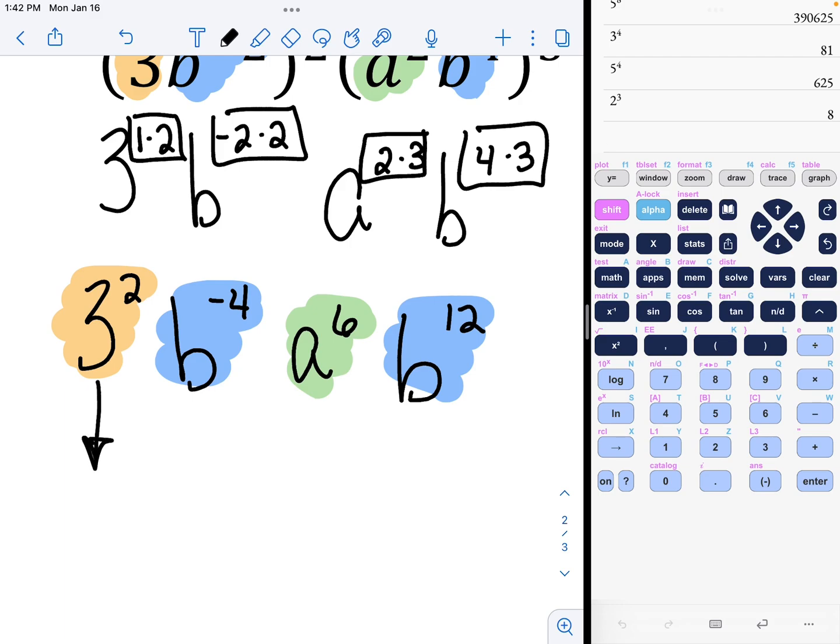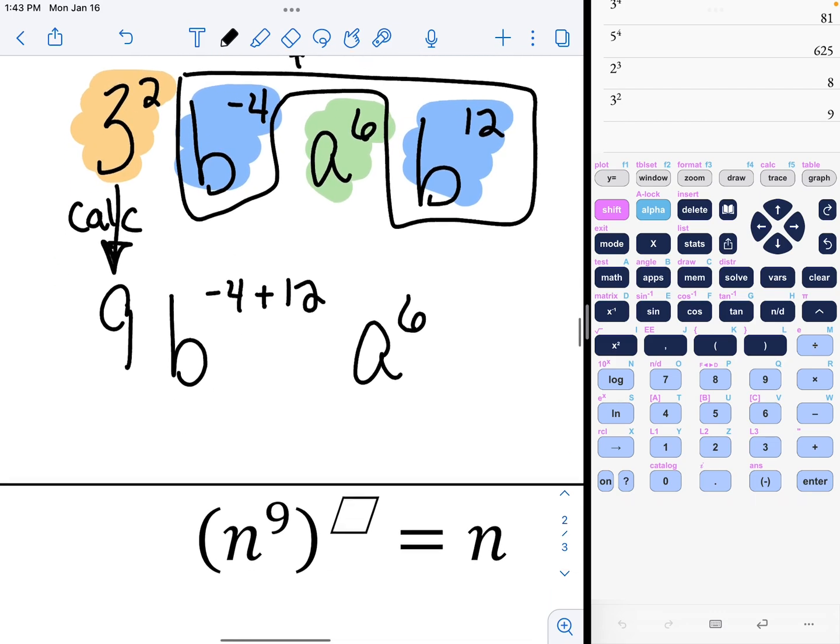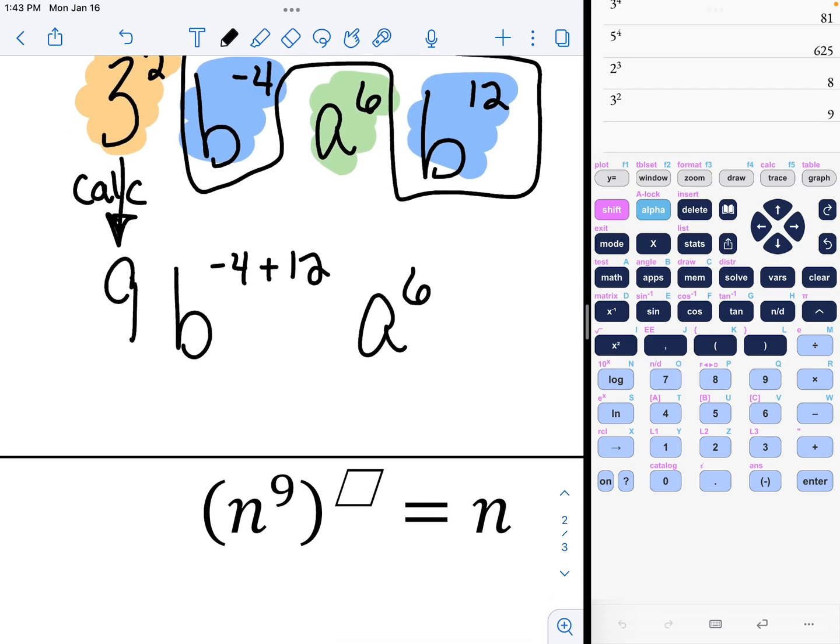So 3 to the second is a 9. You can type that on your calculator. Anything that's all numbers can go in your calculator. Now, I need this b to the negative 4 to add to the 12. So these have to add together. And then my a to the 6 is just chilling down below. Final answer is the 9. B will have a positive 8 when you add these, and A will have a positive 6.